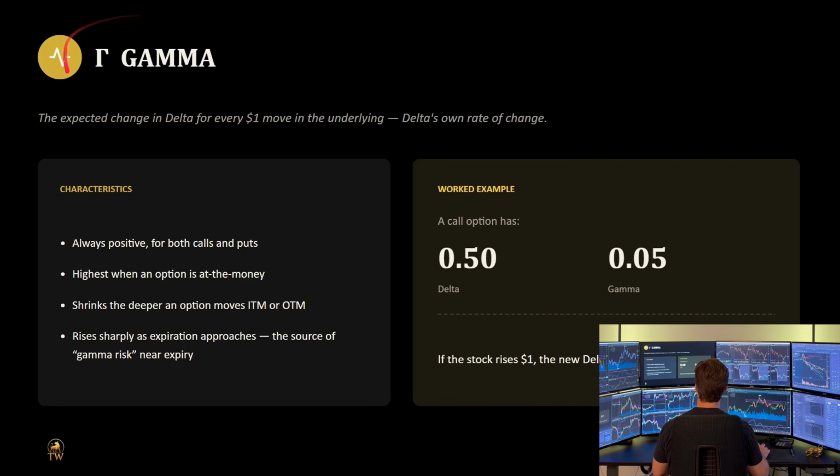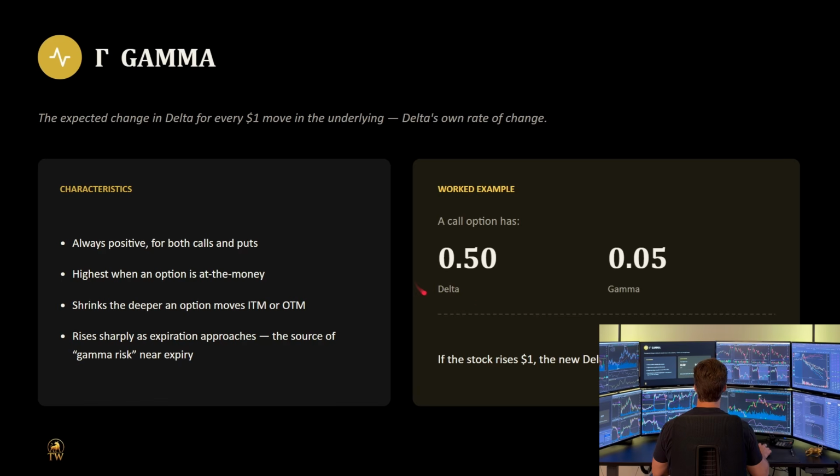Now moving on to gamma. Gamma is the expected change in delta for every $1 move in the underlying. Gamma literally just measures the rate of change of delta. Now, gamma is a really important one, especially for those of you that like to trade weeklies and zero DTE options. That actually is the reason why the option is so volatile, and I'll get into that in just a minute.